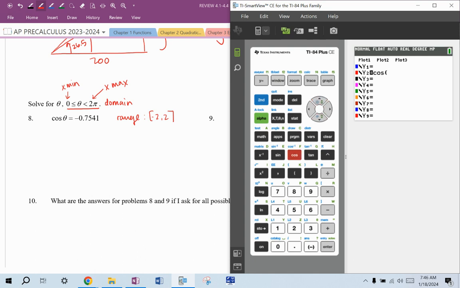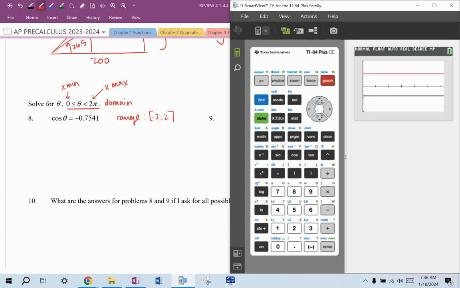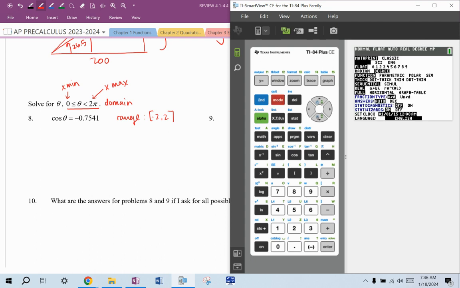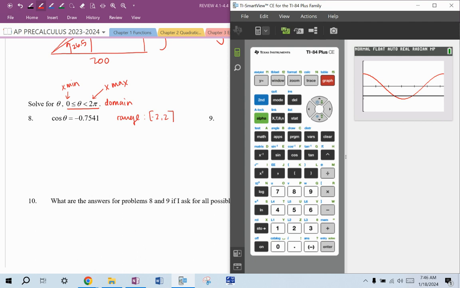All right, so cosine of x, and then the other line is going to be -0.7541. Adjust the window 0 to 2 pi, -2 to 2, and then just press graph. Okay, and then if you just see horizontal lines like this, we need to switch our mode because this is degree mode. So switch that to radian mode because the angles are in radians, and then try that again. That's better. So we want to find the intersection.